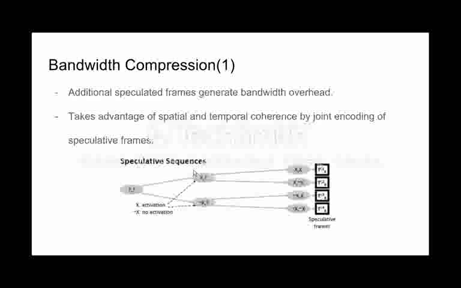Bandwidth compression. Transmitting the speculated frames generates additional overhead from server to client, compared to just sending the exact one frame corresponding to the user's input. Now, how do we reduce this overhead? To reduce the bandwidth overhead, Outatime takes advantage of spatial and temporal coherence.